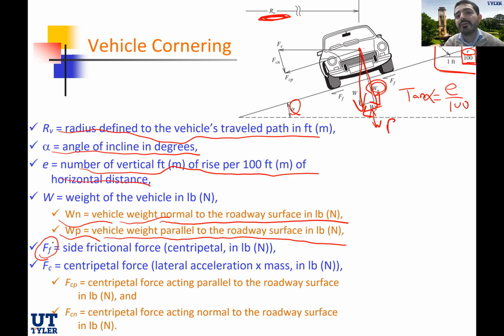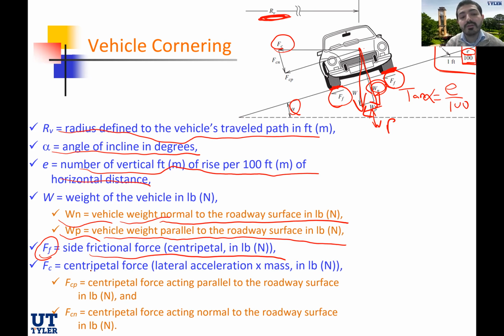FF, which is right here, is actually the side frictional force. This is the friction between the tire of the vehicle and the surface of the roadway itself. FC, which is right here, is the centripetal force.